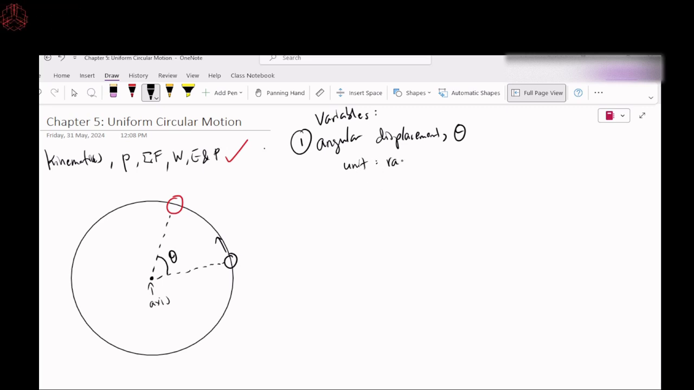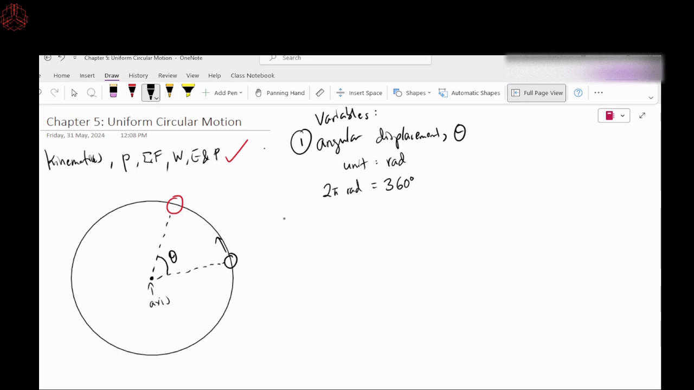Generally we will have theta as the symbol to represent it, and this is going to have units of radians. Radians is just an alternative unit for degrees or rotation. Let me just remind you that 2 pi radians is actually equal to 360 degrees. So you should practice on using that.